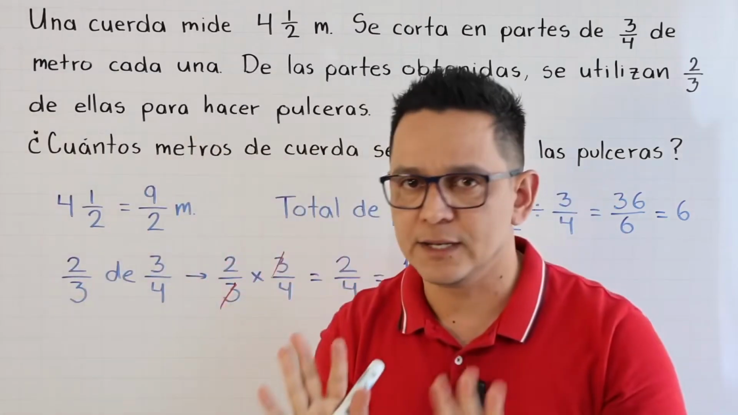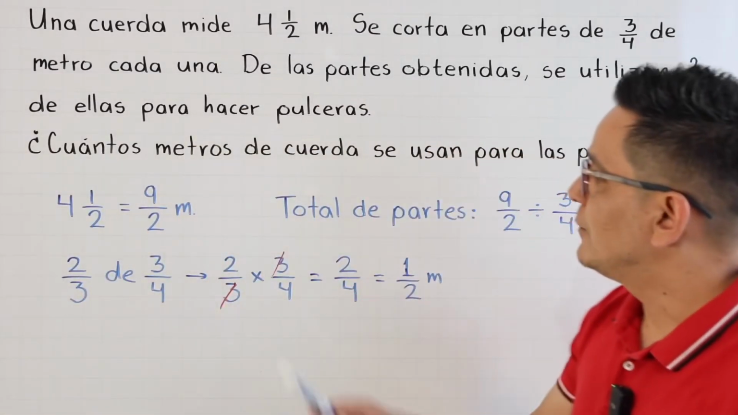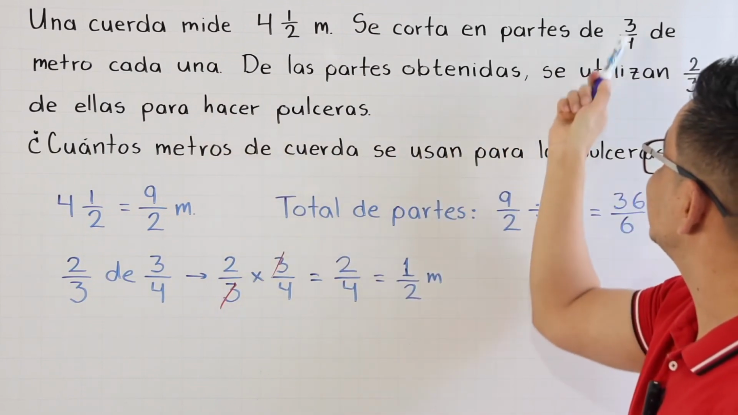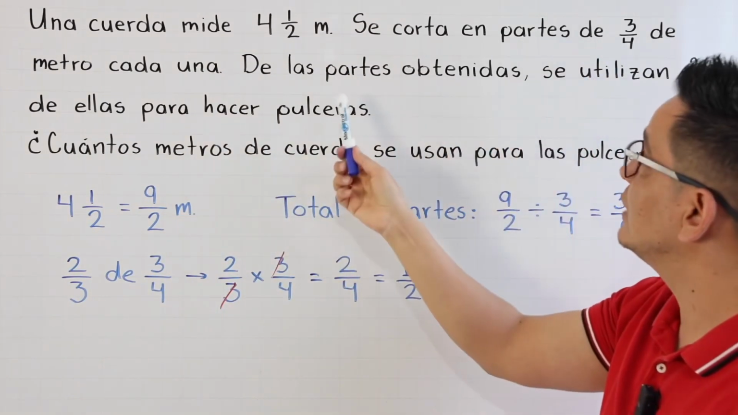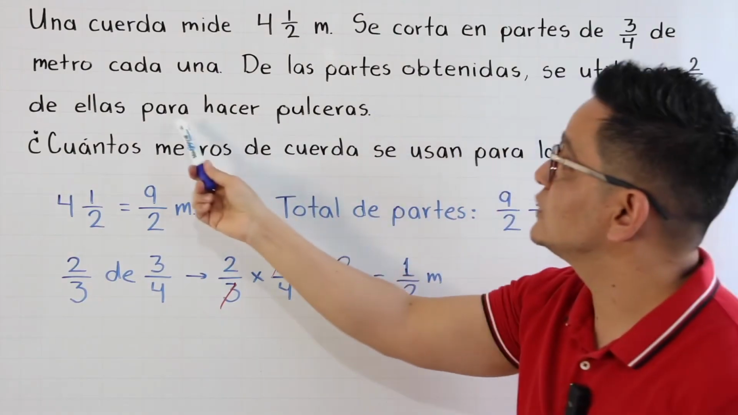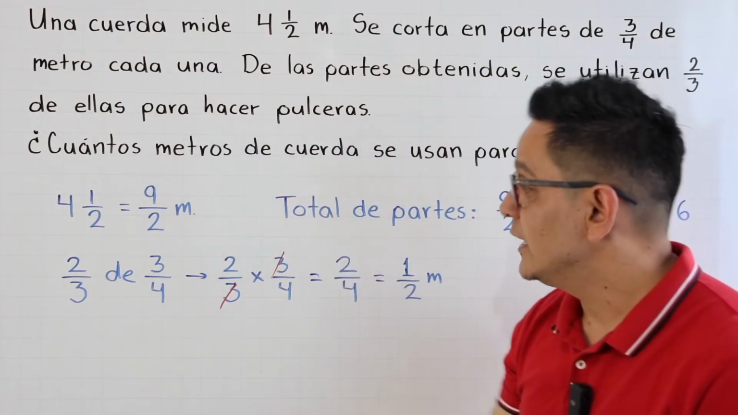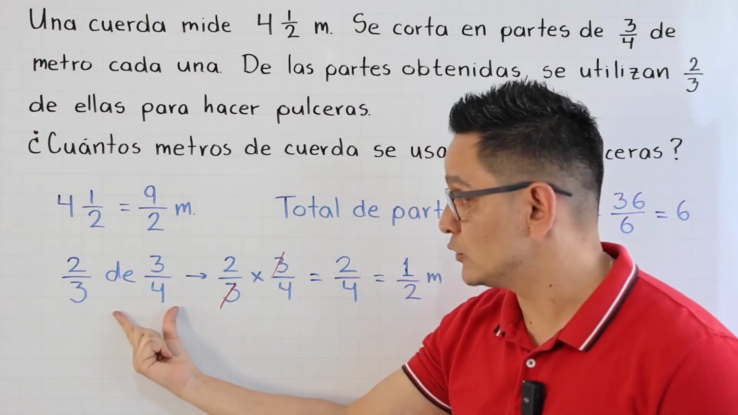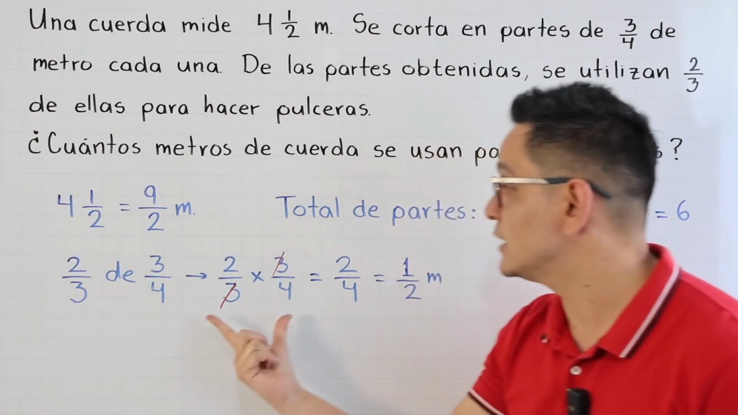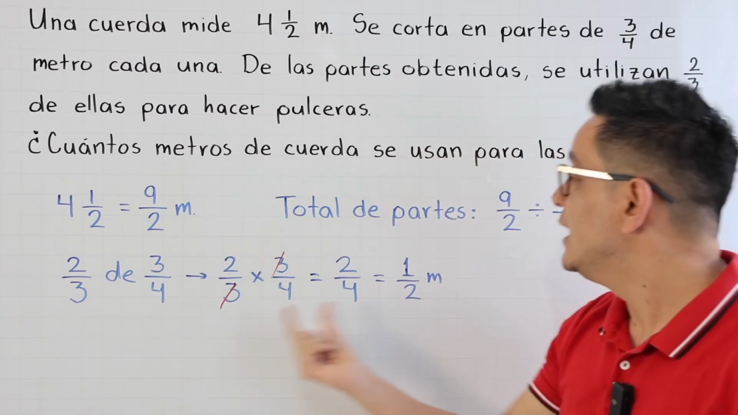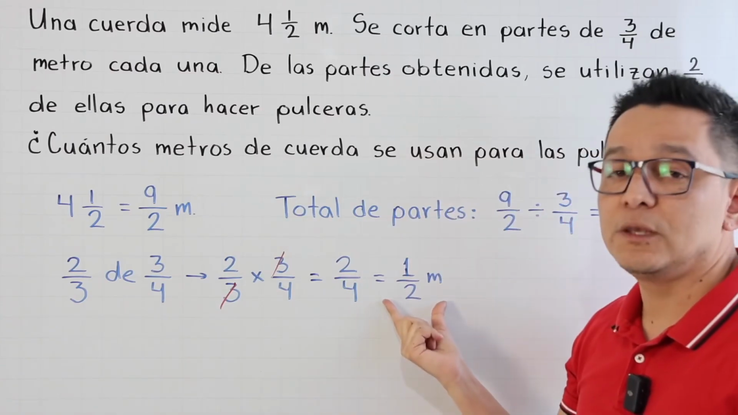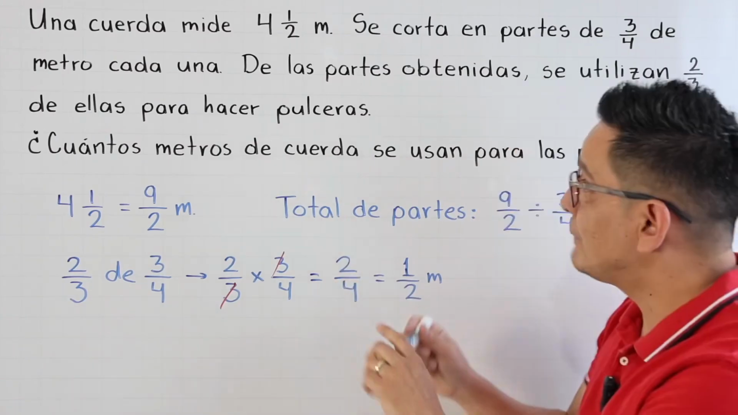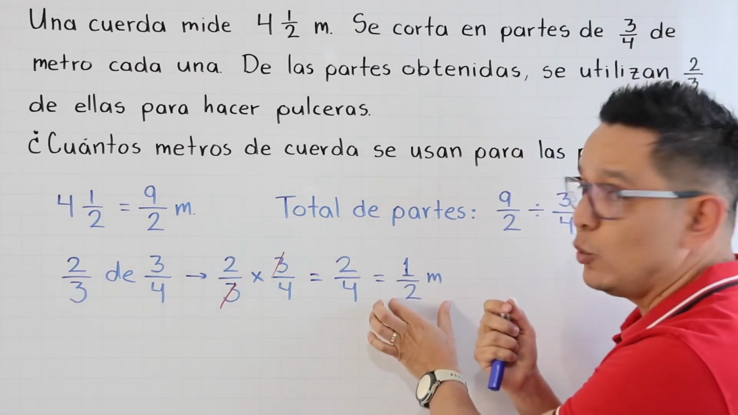Let me recap so you don't get confused. We had agreed that from the pieces we got, these little pieces that were 3/4 of a meter each, 2/3 of each one is used to make the bracelets. So I did that operation: 2/3 of 3/4. It was solved with a multiplication, and in the end, I got half a meter. So that means what you need to make a bracelet is half a meter of cord.